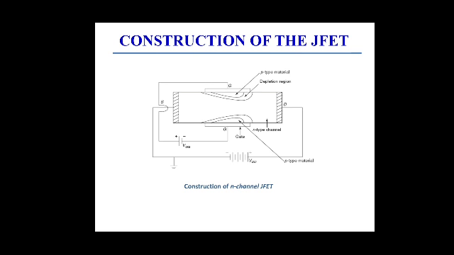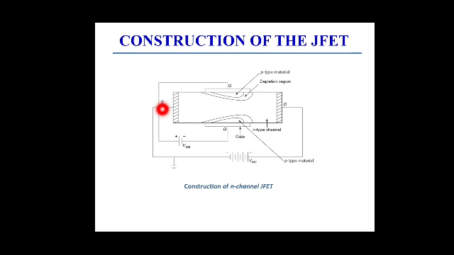Those three terminals are, here you can see S represents source terminal, and D represents drain terminal. D is for drain, S is for source. And on either end you are having gate. Even though you are having two gates, they are internally connected, and both of them are controlled from a single voltage. So in JFET you are having source, drain, and gate.